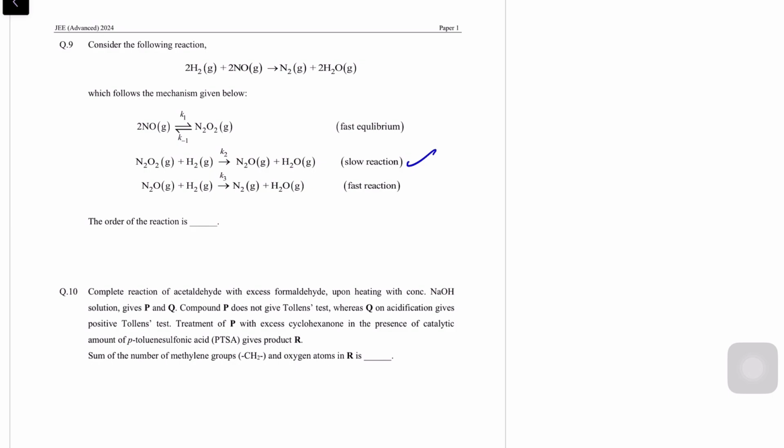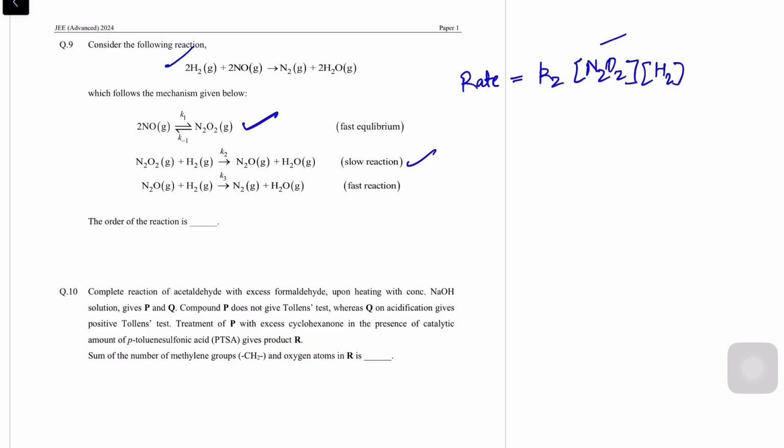So from this step, we can write the rate law as the rate constant, which is K2, and the two species are N2O2, the dimer of nitric oxide, and hydrogen gas. Now, any species that appears in the rate law must appear in the overall chemical equation. You can see here N2O2 is nowhere in the overall balanced equation. So we have to substitute this. Where does it occur in the mechanism?